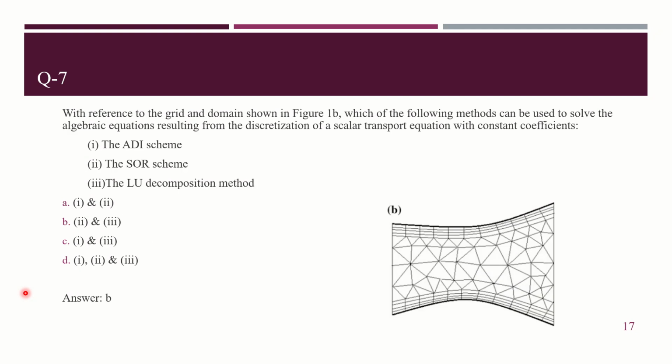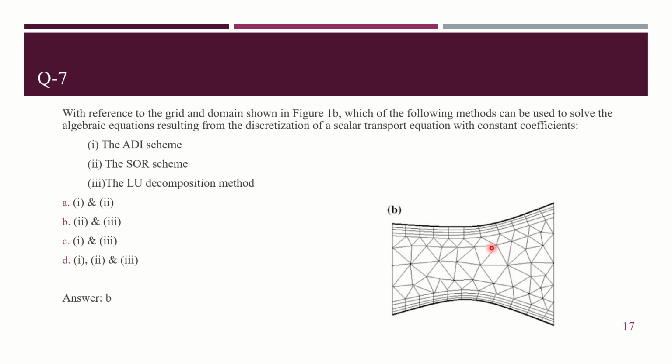We now go to question 7. In question 7, it is mentioned that with reference to grid and domain shown in figure 1b, that is this particular one, which of the following methods can be used to solve the algebraic equations resulting from the discretization of scalar transport equation with constant coefficients. So here this particular figure is an unstructured mesh and we are using mathematical methods to solve the resulting algebraic equations which we have obtained after discretization of the scalar transport equations with constant coefficients.